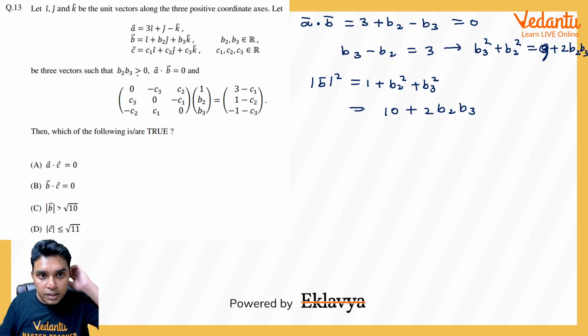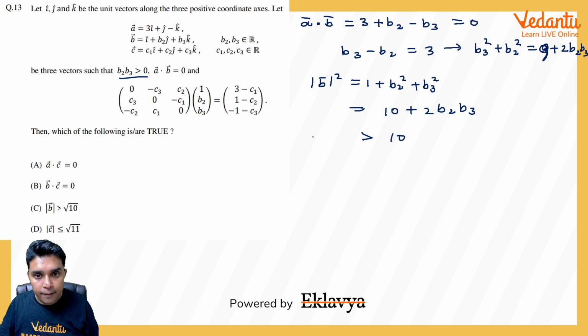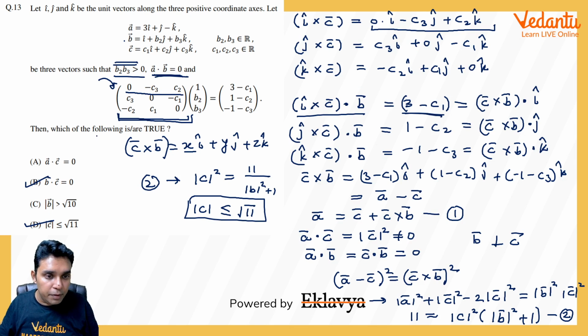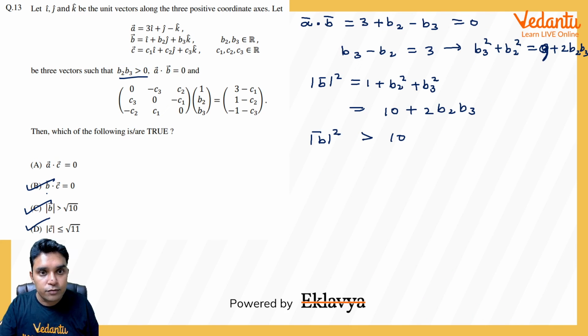And because B2 B3 is positive, this mod B square has to be greater than 10, and this mod B has to be greater than root 10. So my answers are B, C, D. Let me check. Yes, B and D we have already obtained. So B, C, D are the answer for this question.